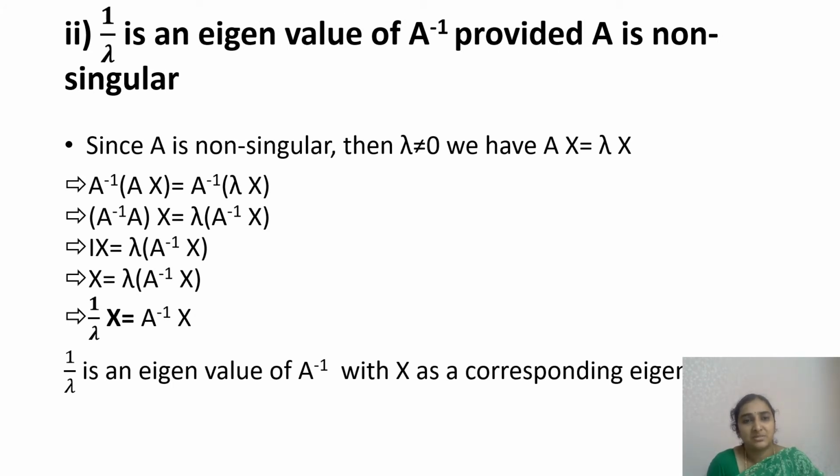Now let us prove that 1 over lambda is an eigenvalue of A inverse provided A is non-singular. Since A is non-singular, lambda is not equal to 0. We have Ax is equal to lambda x. Multiply A inverse on both sides. It gives us A inverse A x is equal to lambda times A inverse x. A inverse A is a unit matrix, so x is equal to lambda times A inverse x. That is nothing but 1 over lambda times x is equal to A inverse x. Hence, 1 over lambda is an eigenvalue of A inverse with x as a corresponding eigenvector.